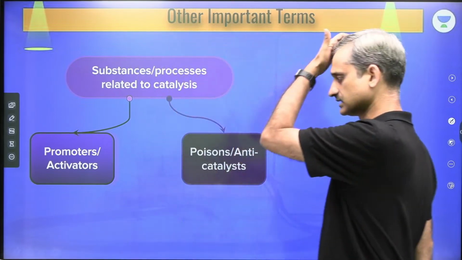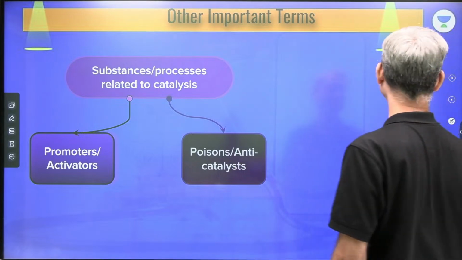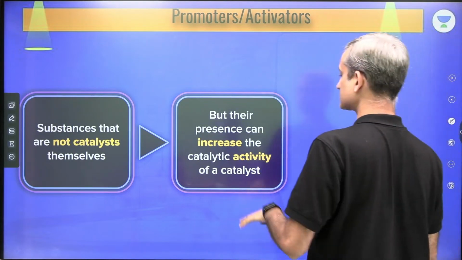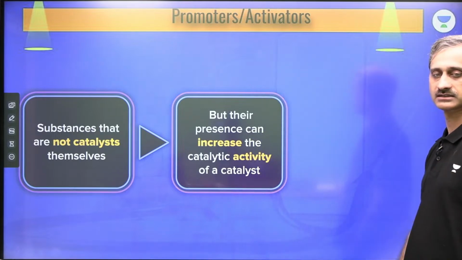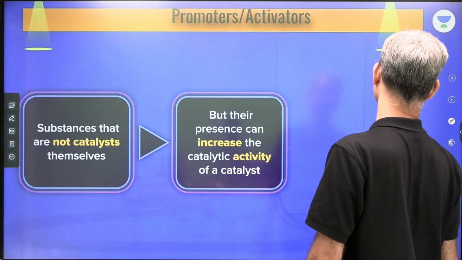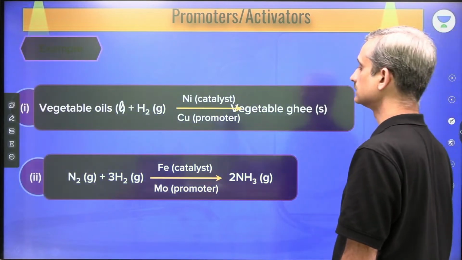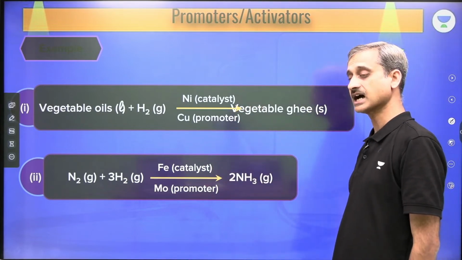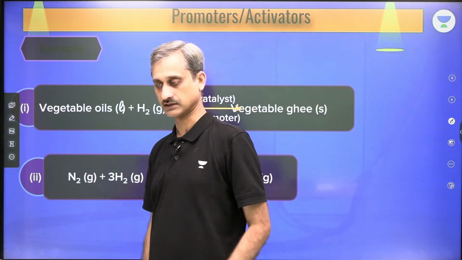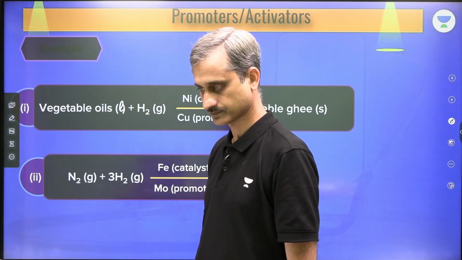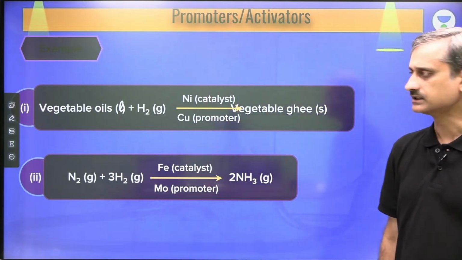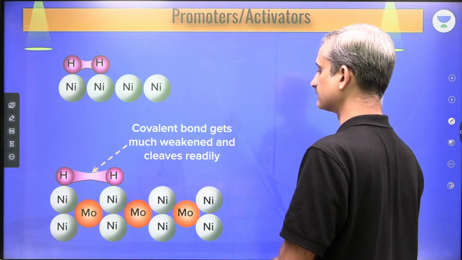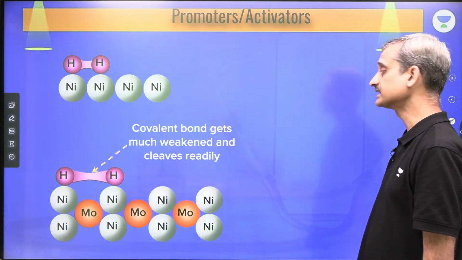So that's what we have as the terms. We have promoters, we have activators, we have poisons, and we have anti-catalysts. So substances that are not catalysts themselves, but their presence can increase the catalytic activity of a catalyst. They are what we call promoters. Clear? Like nickel catalyst, we are using Cu promoter. Fe catalyst, we are using molybdenum promoter. So these are enhancing the capacity of a catalyst. Is this clear? So here we suggest that molybdenum actually helps in increasing the working of nickel.